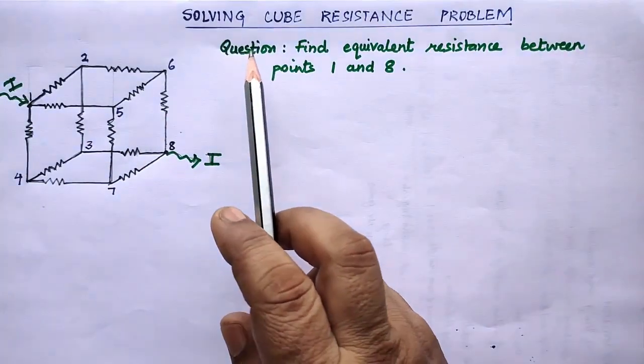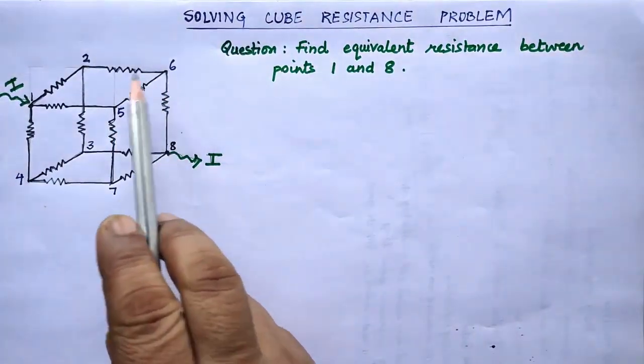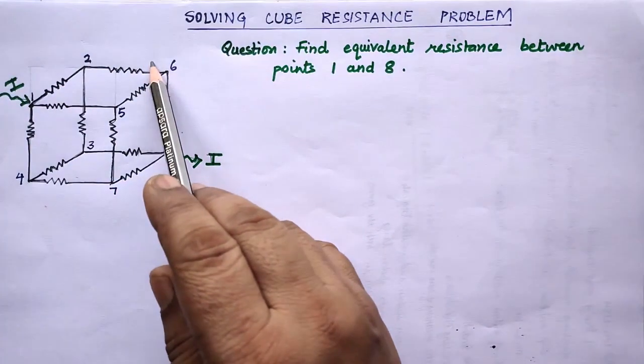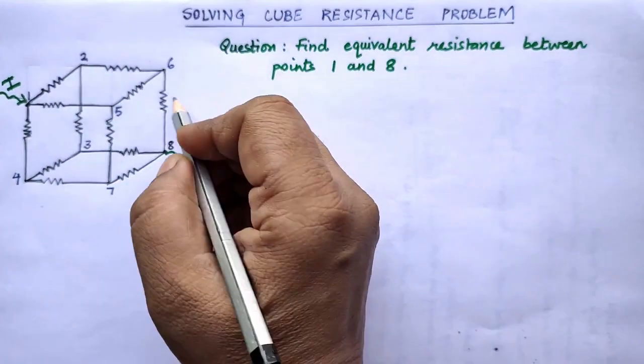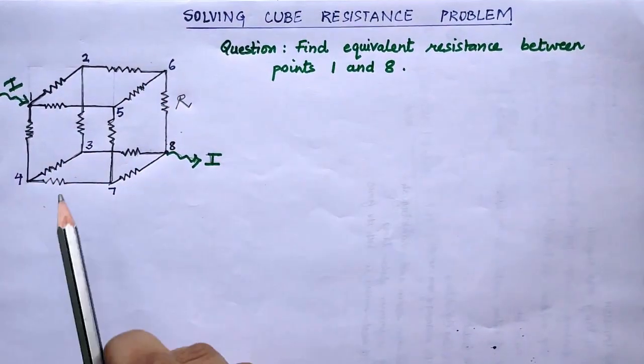Let us solve a cube resistance problem now. We have a cube having equal resistance. Let us say the resistance is R every time, right? All the resistances are R.